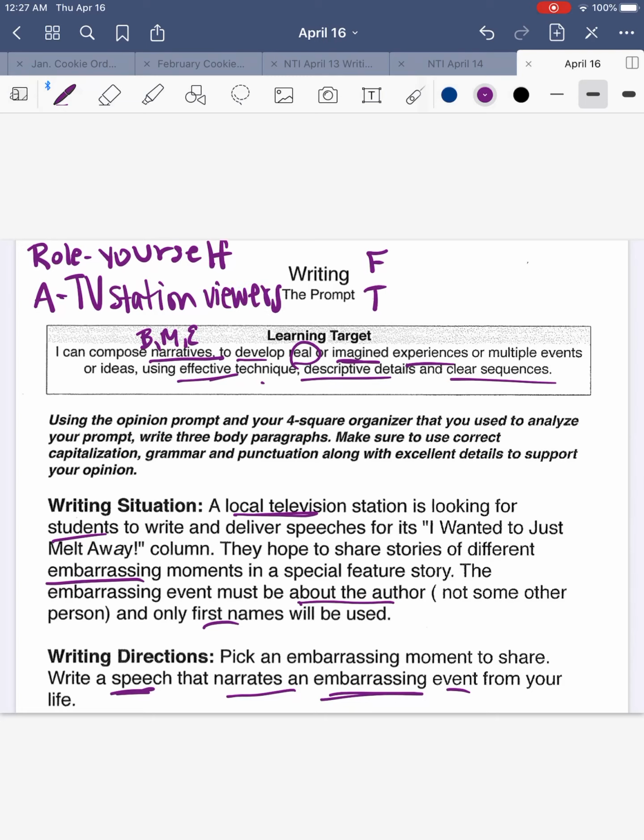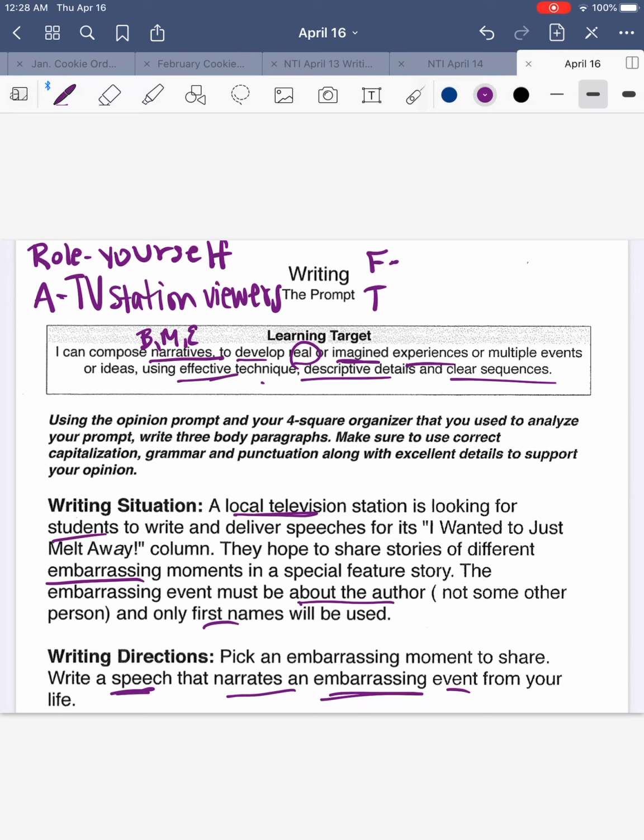Now your audience is pretty important, because your audience is going to tell you how you need to write your piece, like what we talked about on Monday. If you're writing an email or a letter to your friends, you're going to have a more casual voice. You're going to use more casual language. Now, because this is going to TV station viewers, it should be more formal, meaning it sounds just a little bit more professional.